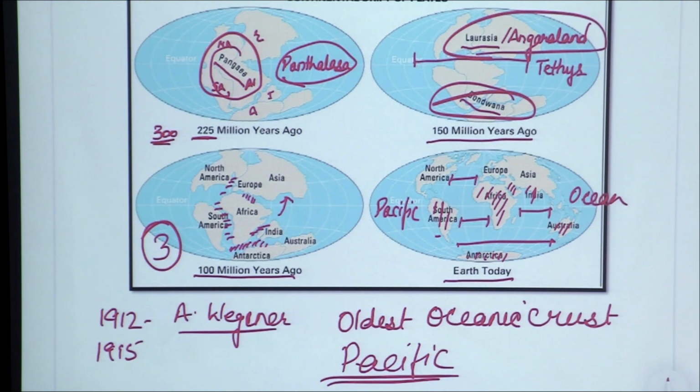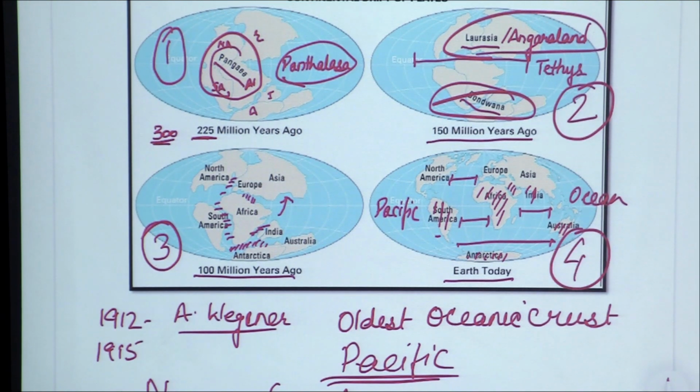Rest all the oceans are comparatively newer crust. And I'll be talking about it one more time when I talk about seafloor spreading. So once there existed Pangaea, it got disintegrated into 2 and then 3 to develop the present-day map of the world, as put forth by the German climatologist Alfred Wegener.